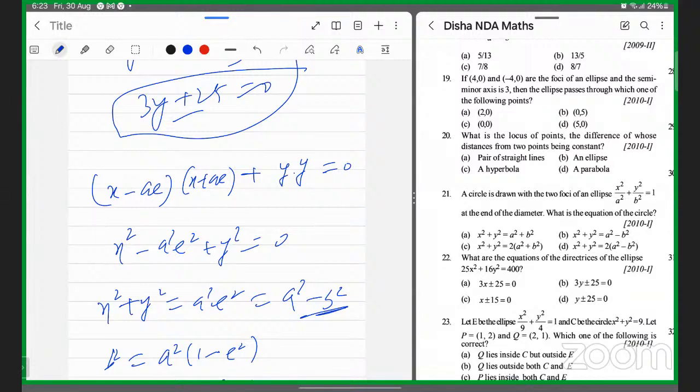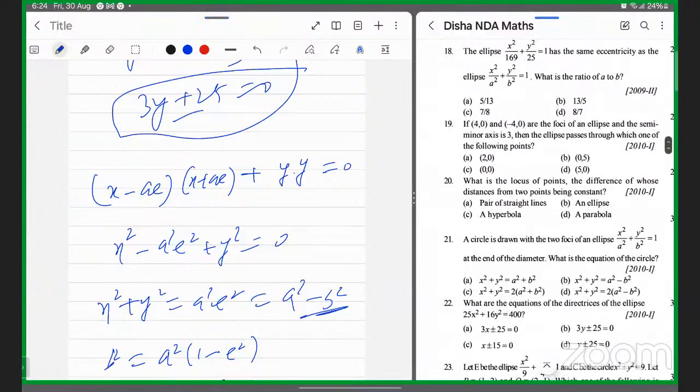Locus of the point. What is the locus of the point, the difference of whose distances from two fixed points is constant? Hyperbola. I already told you, right?